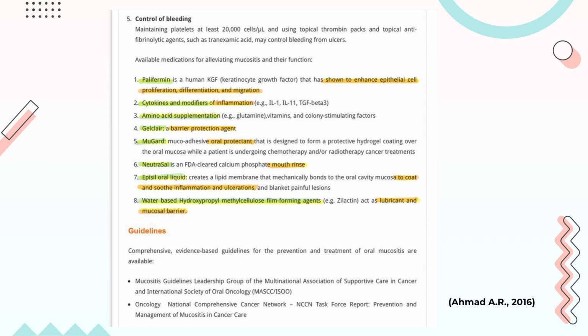As a conclusion, there are so many treatments that can be done to overcome mucositis, and it is important for people to educate themselves on its ways and its function.